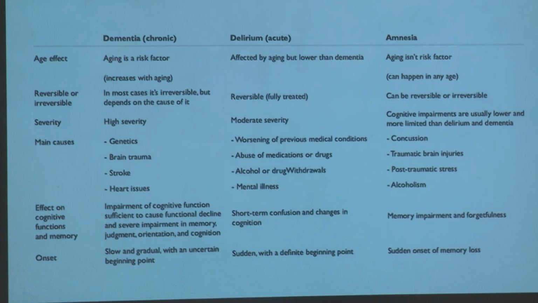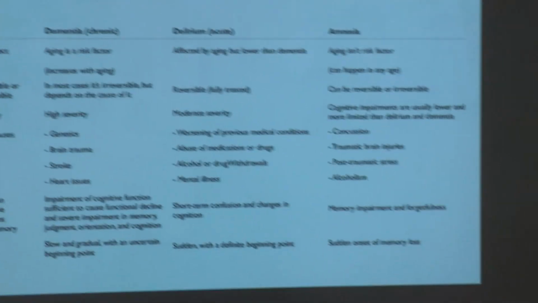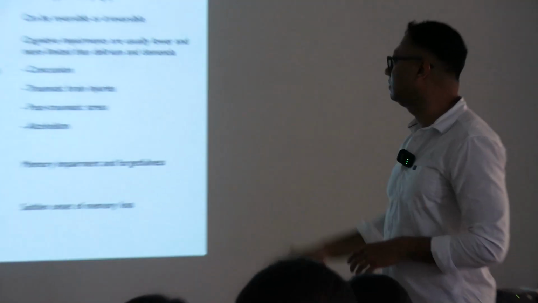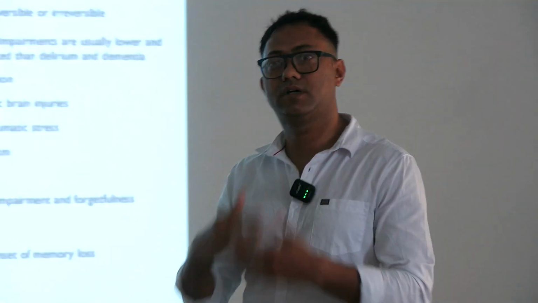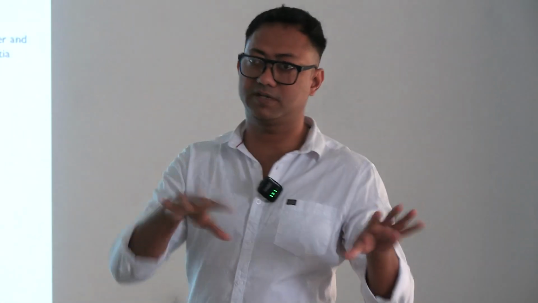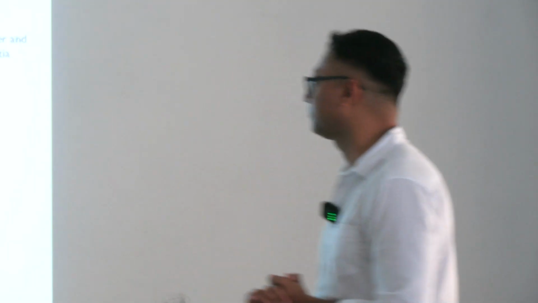But how to differentiate between dementia and delirium? Dementia is slowly progressing and it is irreversible. You cannot make it normal, okay? But delirium is mostly due to substances, alcohol, ganja, whatever. When the patient is treated, it reverts back to normal.